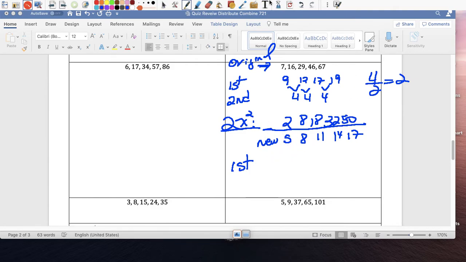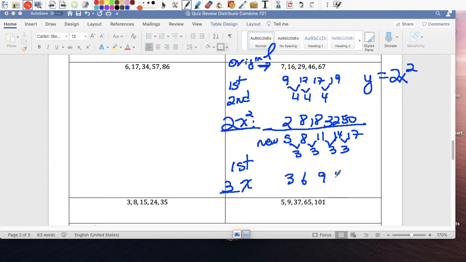So our answer so far, we know part of it is 2x squared. There's probably a little bit more. Find the first difference of our new sequence. We get 3, 3, 3. So there is a linear sequence in here, and that number is 3. So what does a 3x sequence look like? It looks like 3, 6, 9, 12, 15, right?